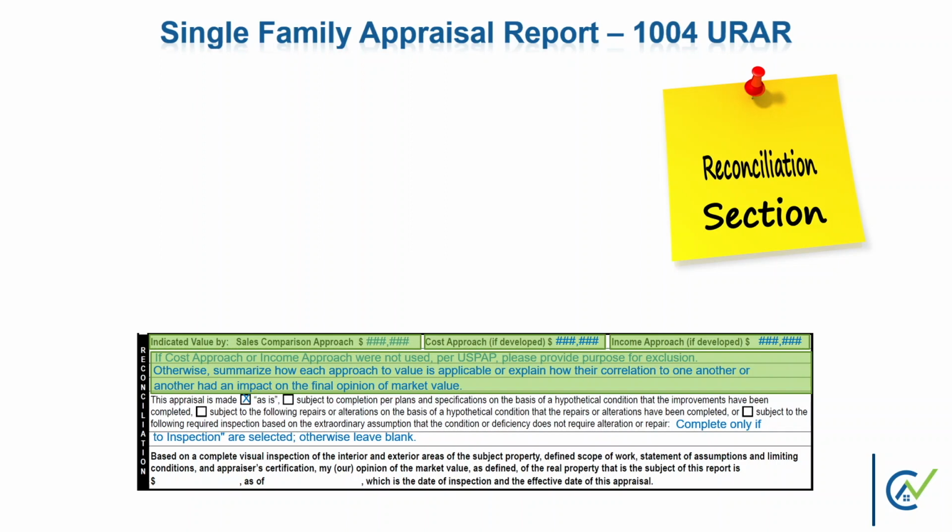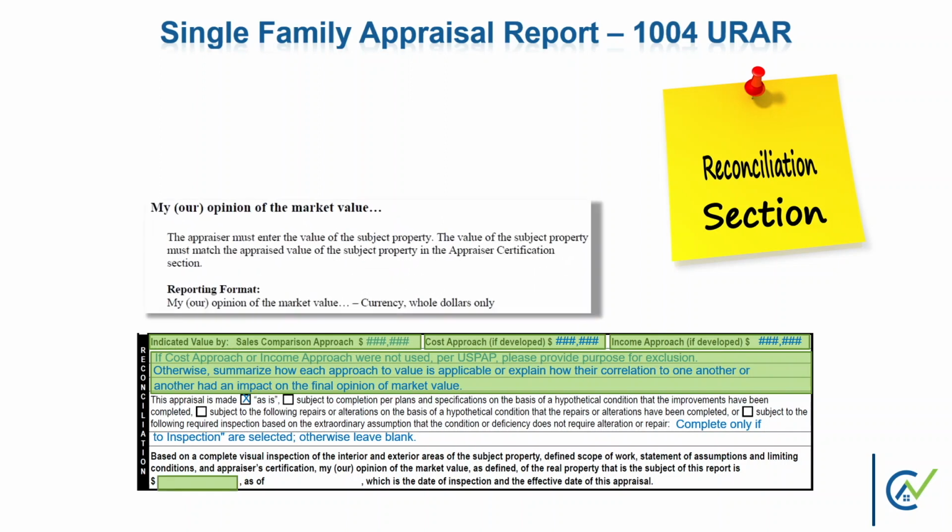When the appraiser selects the fourth checkbox, the appraiser must indicate the reasoning for any required inspections and note this in the appropriate section of the appraisal and list the required inspections. The values subject to completion per plans and specifications, or subject to the following repairs or alterations, or even subject to the following required inspection, must be consistent with the subject property's condition or conditions described in the report, and there must be photographic evidence to support the conclusions.